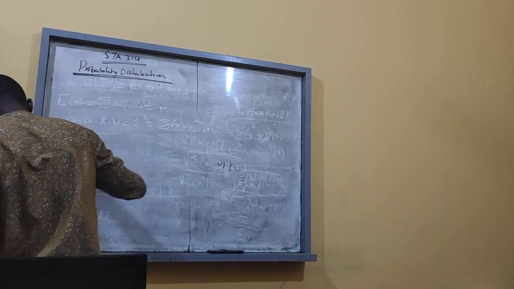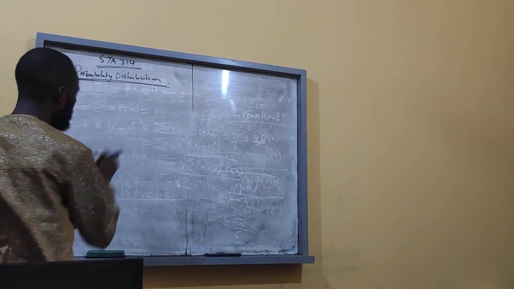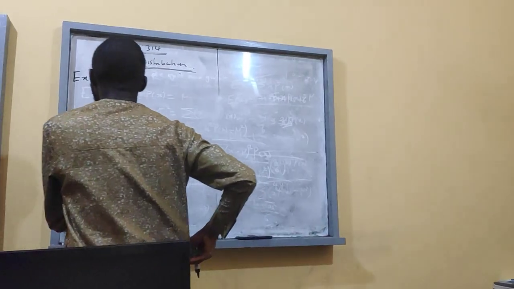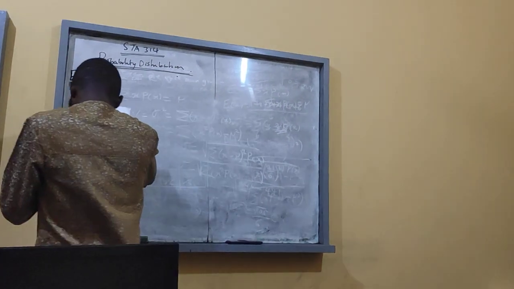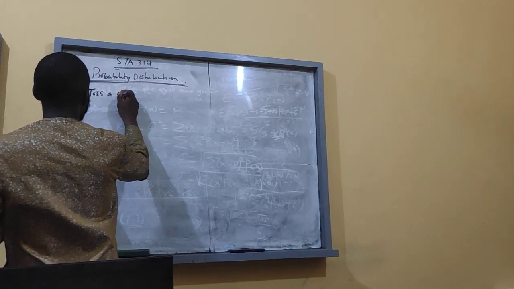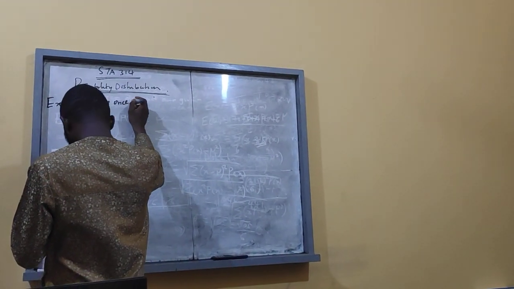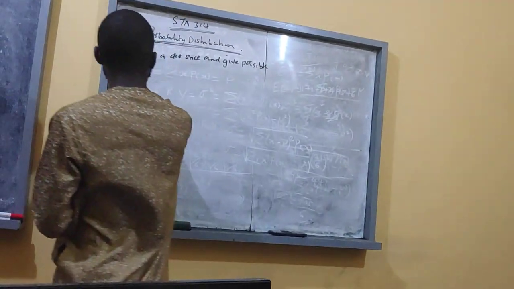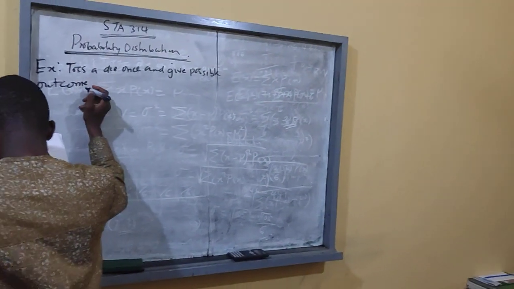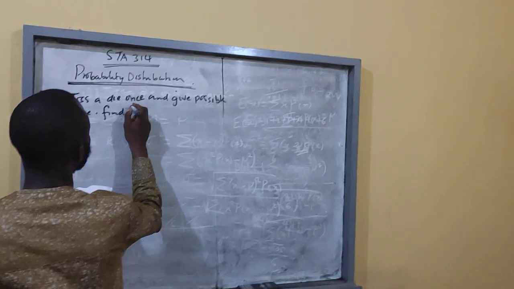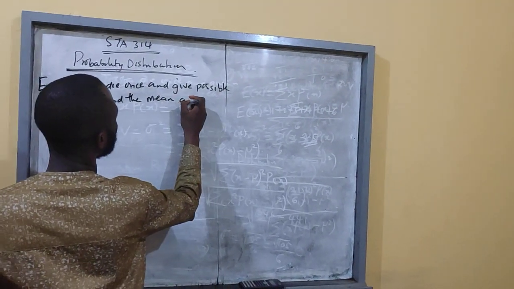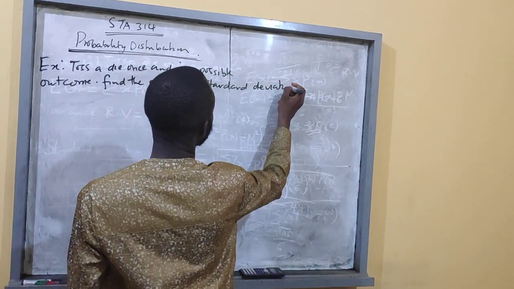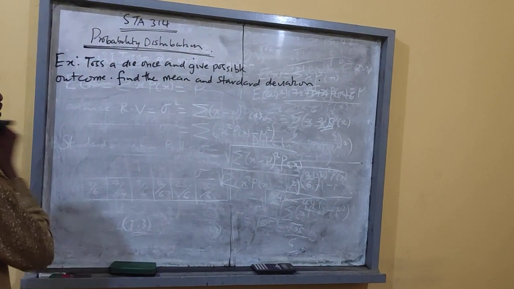The first example: toss a die once, and given the possible outcomes, find the mean and standard deviation. Find the mean and what? Standard deviation. Let's look at the solution.